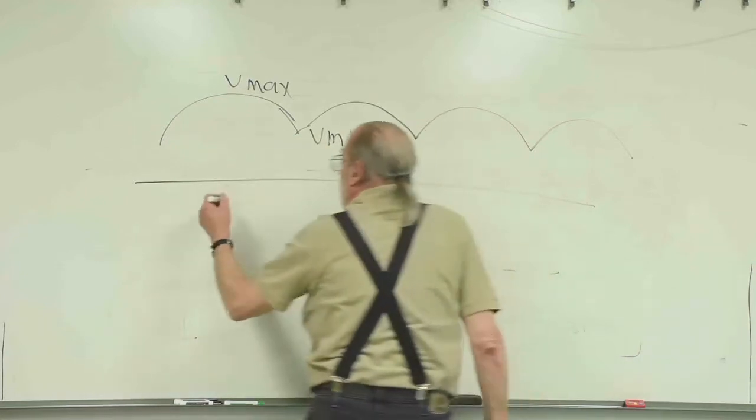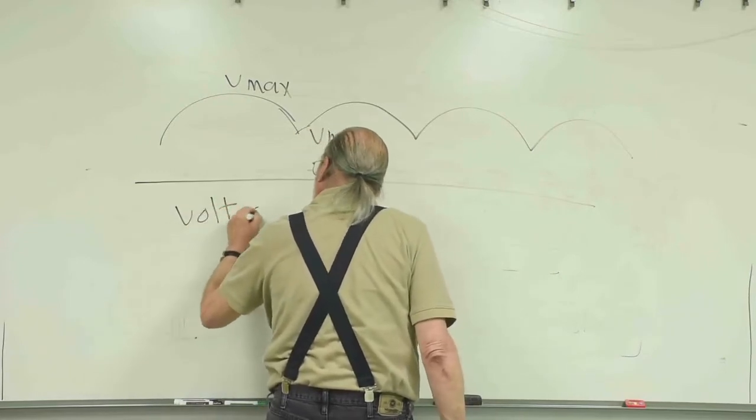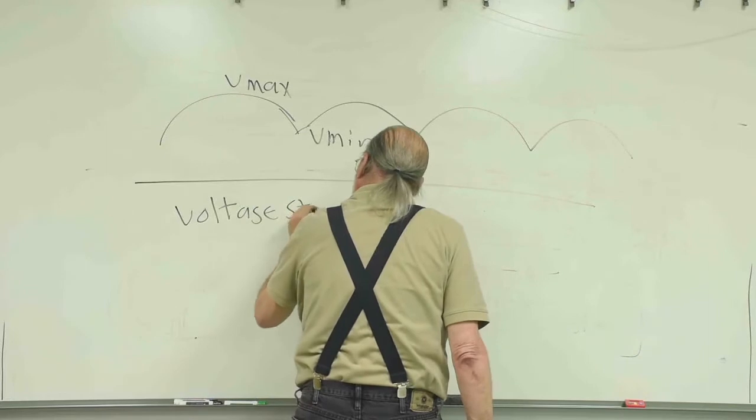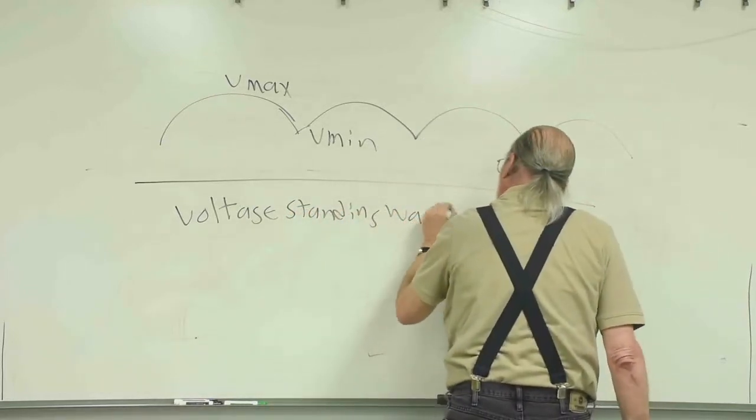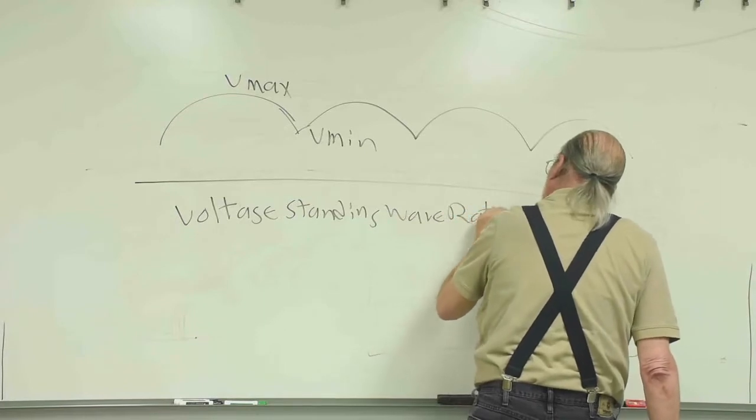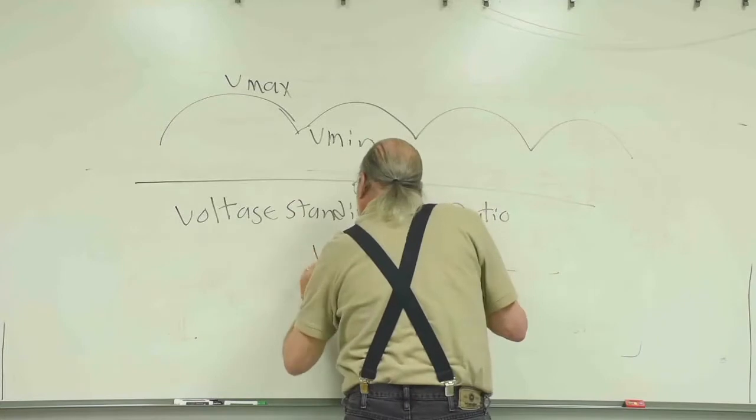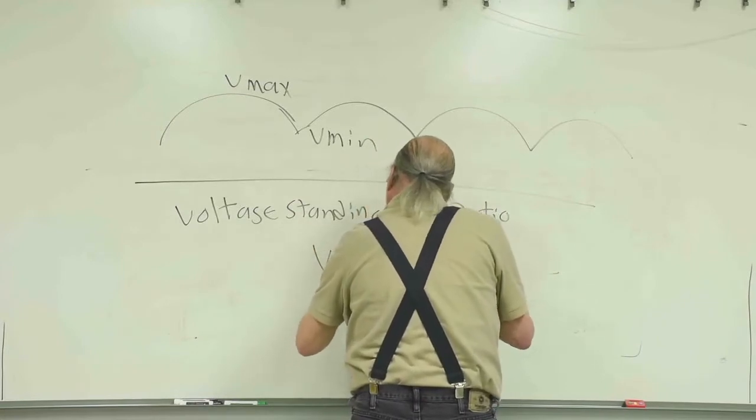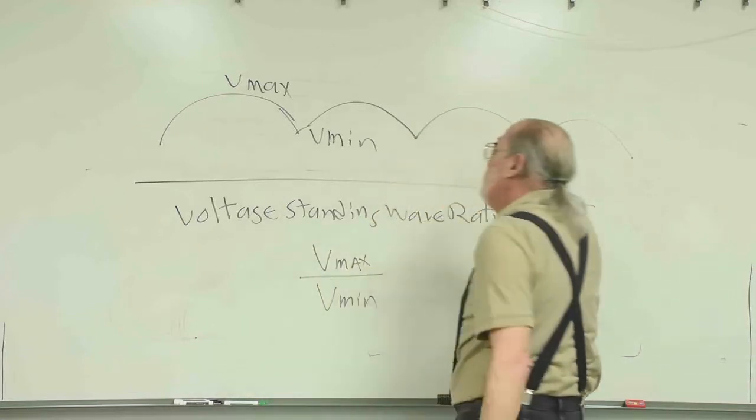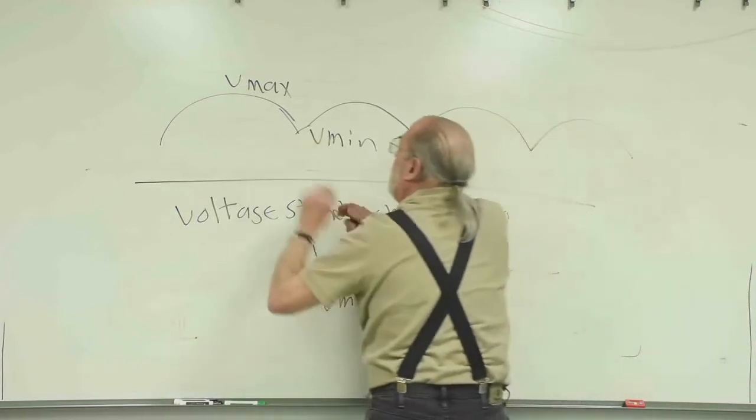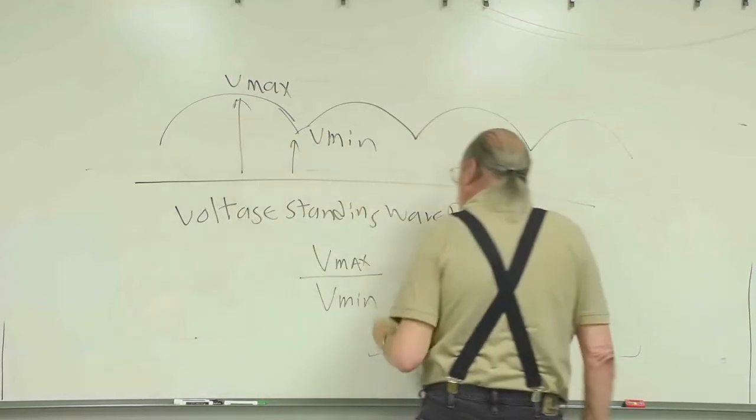So what we do is we say the voltage standing wave ratio. Ratio means a division. Is the maximum voltage divided by the minimum voltage. If you look at this, this voltage is roughly twice that.